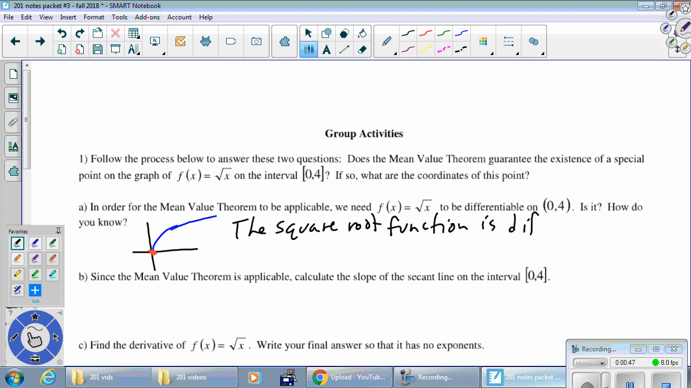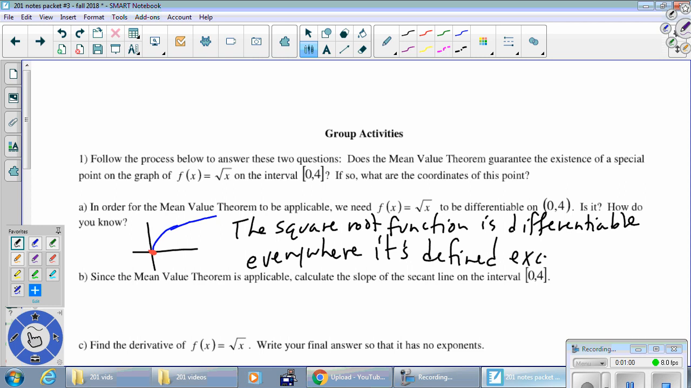is differentiable everywhere it's defined, except at x equals 0. Remember, the only things we're looking to avoid in terms of not being differentiable are corners, which the square root function has none, and vertical tangent lines, which the square root function does have, only at x equals 0, and then points of discontinuity, square root function doesn't have any of those.